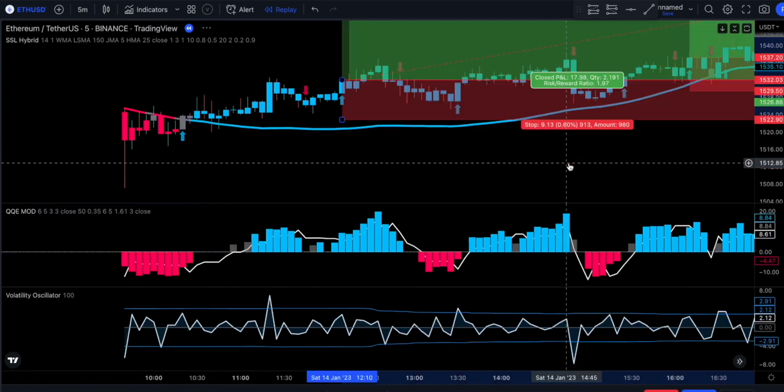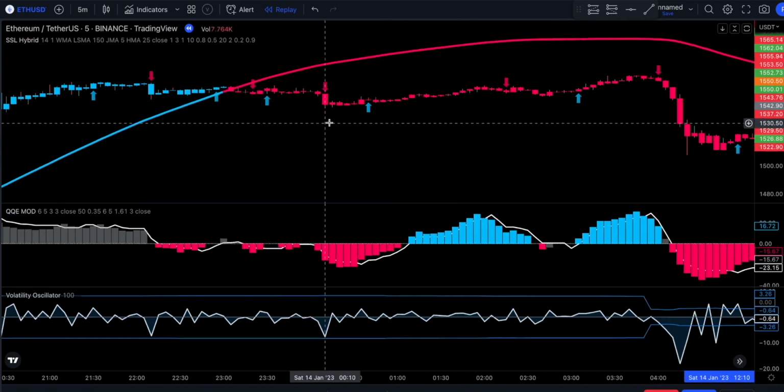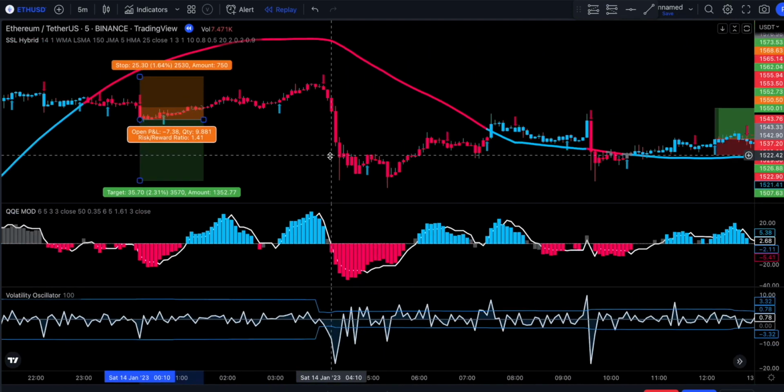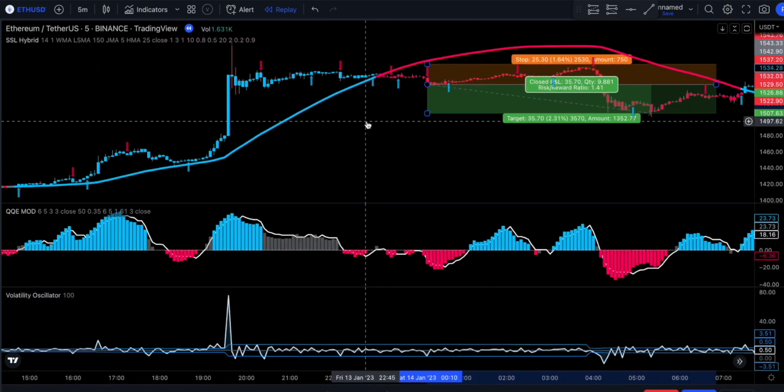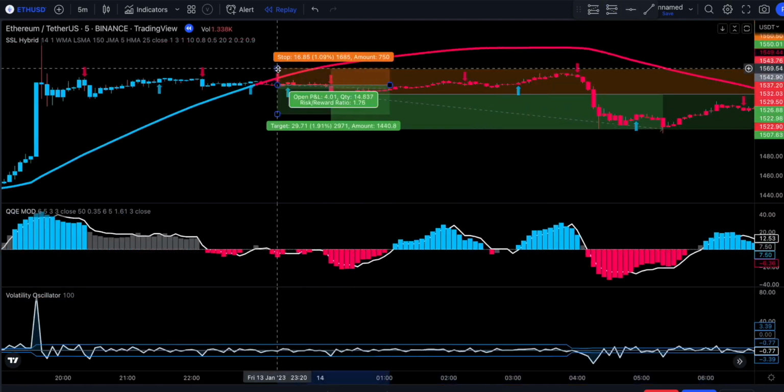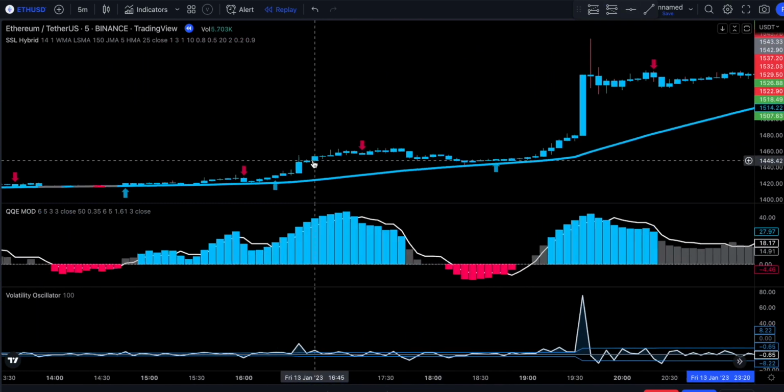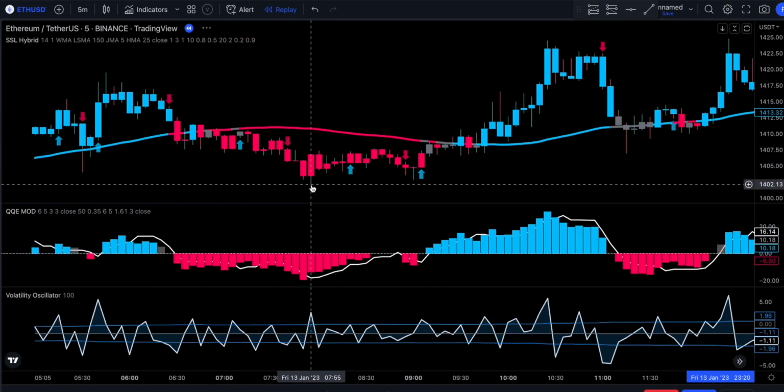You can see for yourself that the strategy is highly effective. Out of 20 trades we found, 17 turned out to be winners. This is incredible considering the fact that we're using a 5-minute time frame.